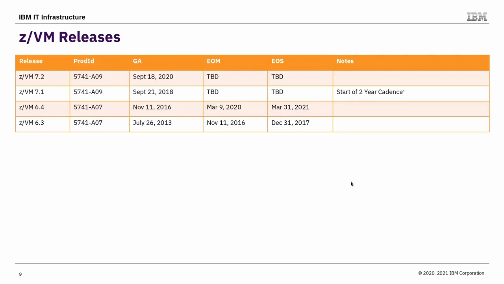So the usual table of releases, 7.2 has now been out there for over a year. Timing has been rather weird the last couple of years or so, but yep, that's the way it is.